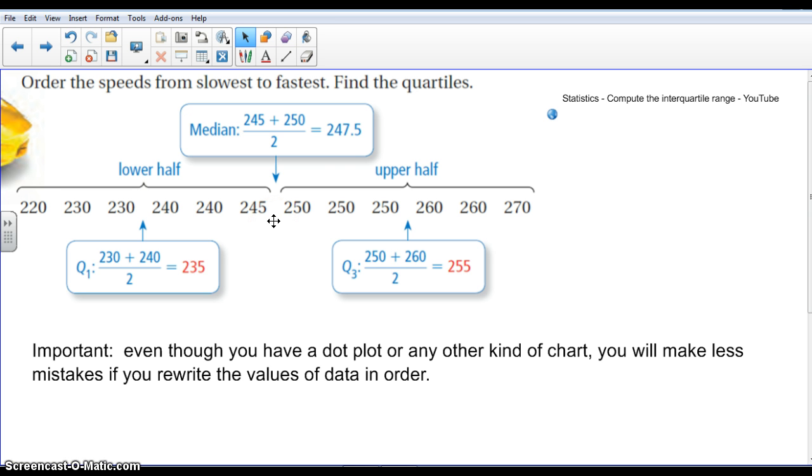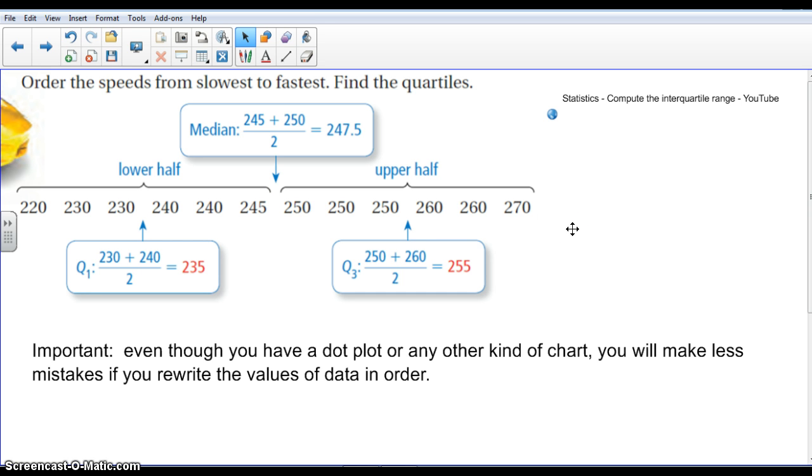All right? The biggest key that I can give you right here, even though you have a dot plot, and that's what they have in the book, or any other kind of chart, you will definitely make fewer mistakes if you rewrite the values of data in order. So keep that in mind. I know you guys like to do it in your head, but if you write it out, you'll make a lot fewer mistakes.